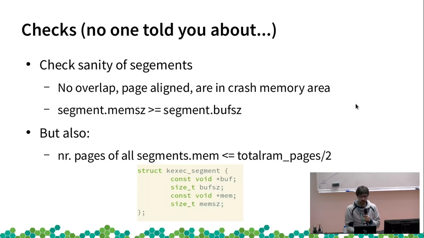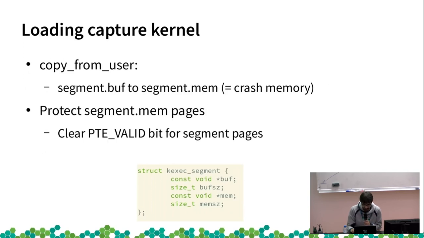And what it also does check, which is not checked in kexec tools, and I was surprised to find this, is that the size of the memory of all segments, translated to pages, is smaller or the same as the total RAM pages divided by 2. So if kexec fails, it could be this. And it doesn't give any error, it just returns without any log message or anything.